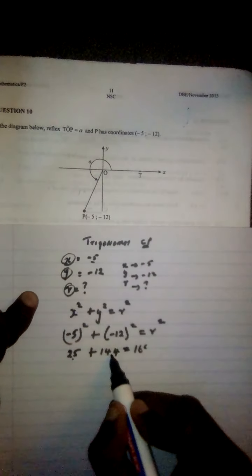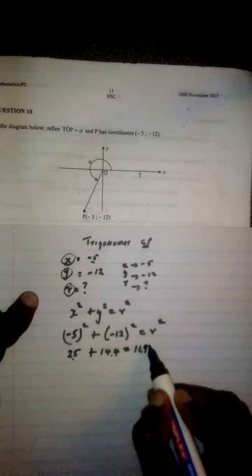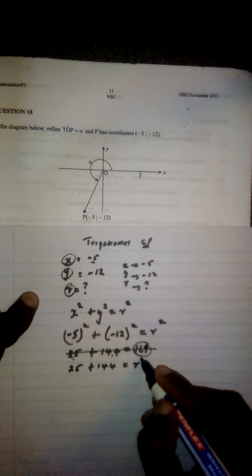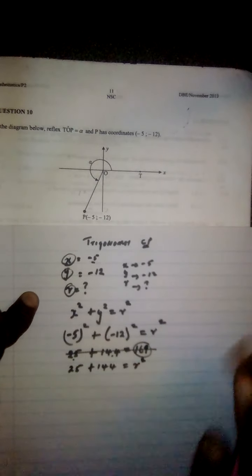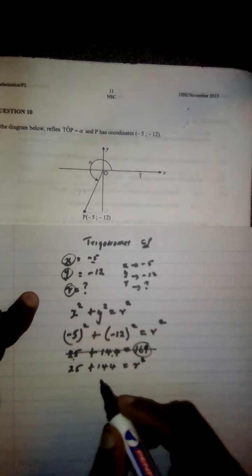25 plus 144 is 169. Let me write this out: (-5) squared is 25, (-12) squared is 144, equals r squared. So 25 plus 144 equals r squared. So we are going to calculate the value of r. 169 equals r squared. Then you say the square root of 169 equals r. The value of r is 13.